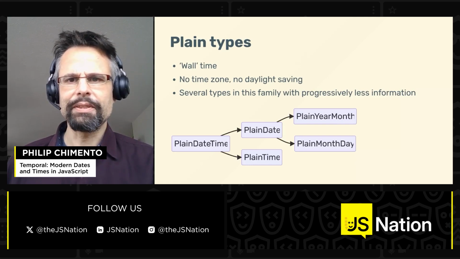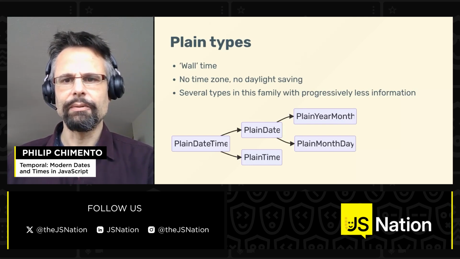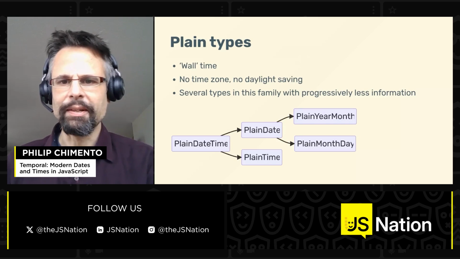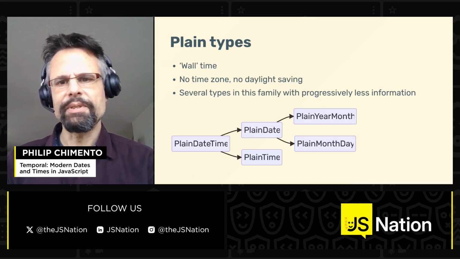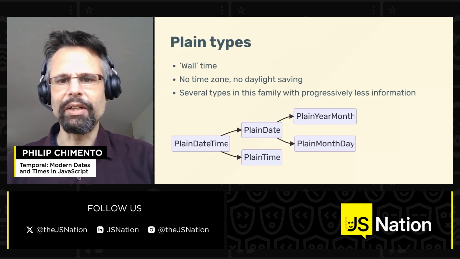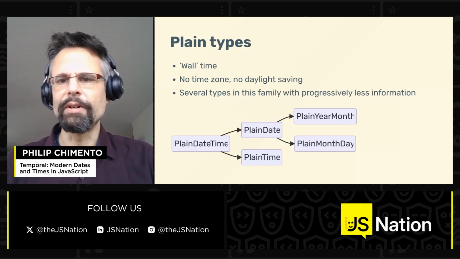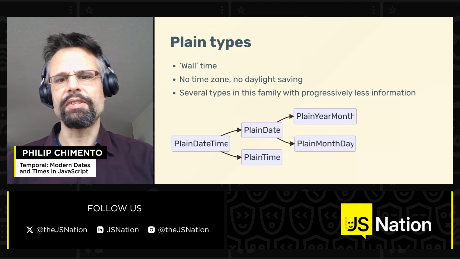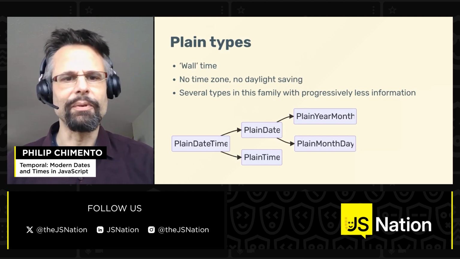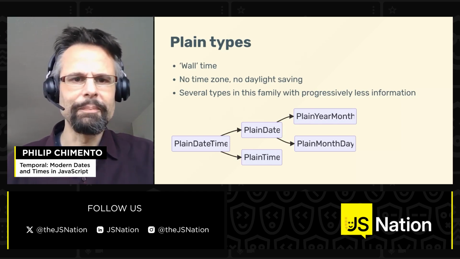Next, we have a family of types called the plain types. These represent a date on your wall calendar and a time on your wall clock, which we call wall time for short. So these represent your local date and time independent of time zone, and so there are no daylight saving adjustments. But unlike instant, they're not exact moments in time. A wall time like November 18th, 2024 at 2:30 occurs at several different exact times around the world. So this is just purely the numbers that you see on your wall.